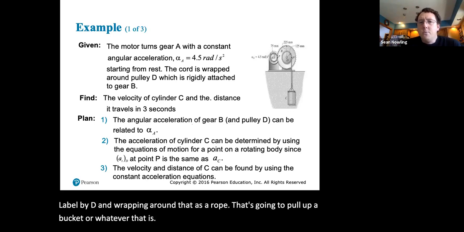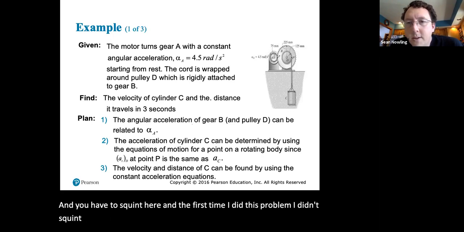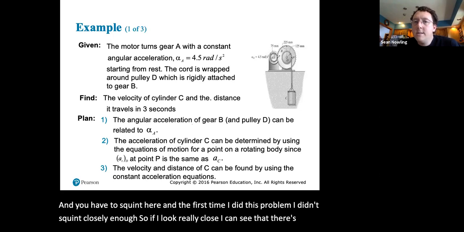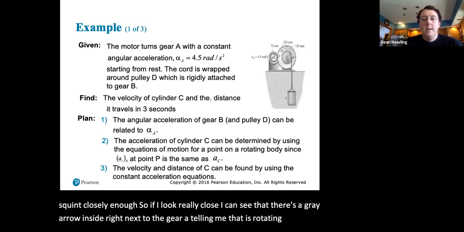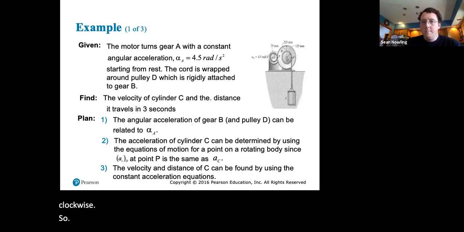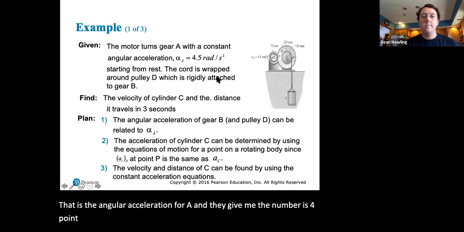And you have to squint here. The first time I did this problem, I didn't squint closely enough. If I look really close, I can see that there's a gray arrow right next to gear A, telling me that it's rotating clockwise. That is the angular acceleration for A, and the number they give me is 4.5 radians per second squared.